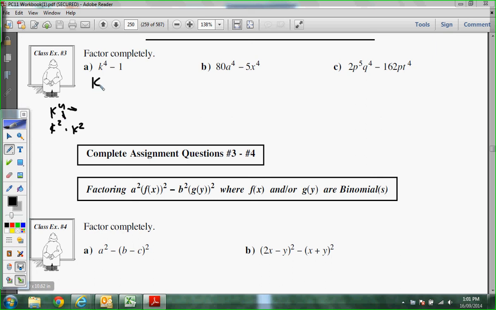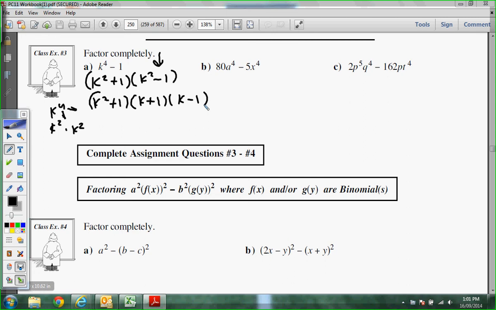Okay, so now we're going to go K squared plus 1, K squared minus 1. And this is what they're talking about above. This right here, again, can be broken down. This one can't, it's not a difference, so that stays. So I have K squared plus 1, K plus 1, K minus 1. That's completely broken down for part A. I just had to break down that second one because it's a difference of squares again.